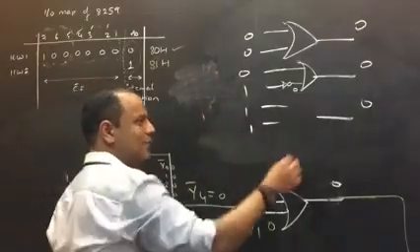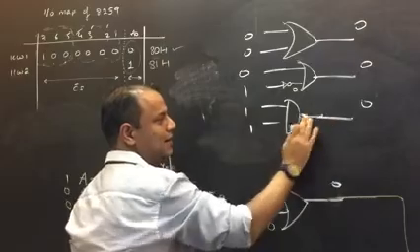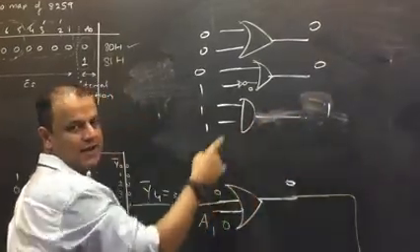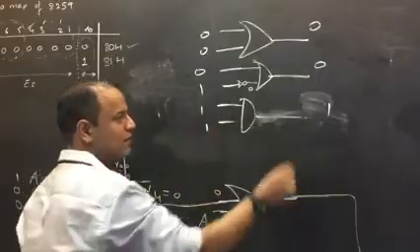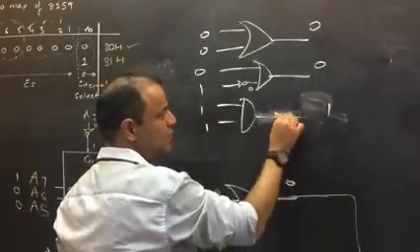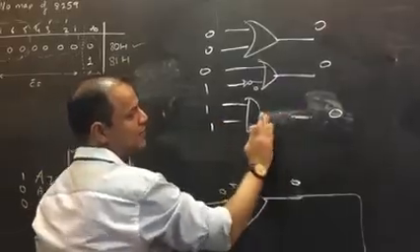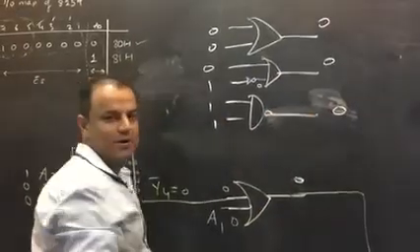Lastly, 1 1, I want a 0, simple. NAND gate. How did I get it? Suppose I want a 1. I will use an AND gate. An AND gate will give a 1 only when both of them are 1. Now how do I make this 1 a 0? Put an inverter. Now I will get a 0 only when both of them are 1. An AND gate with an inverter is a NAND gate. Tell me, did you understand this?